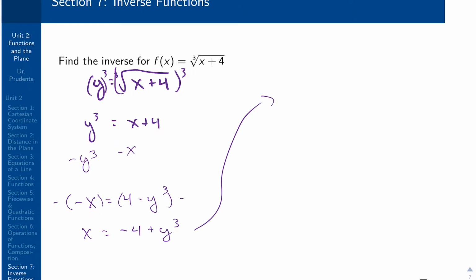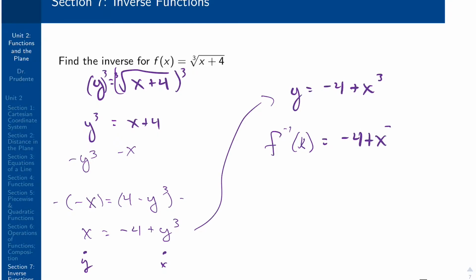I've solved for my x. Let me write it up here. I'll interchange my x and y. So what that literally means is where there's x, I want to put a y. And where there's a y, I want to put an x. So my equation now looks like y is equal to negative 4 plus x cubed. And finally, to finish off, I'll get that y and write it as f inverse of x, negative 4 plus x cubed. And this is my function inverse.